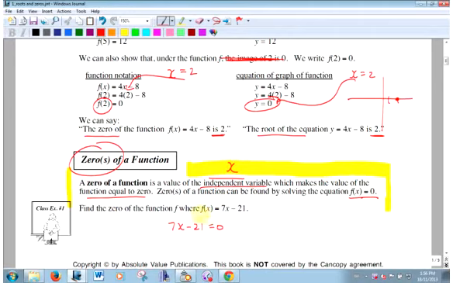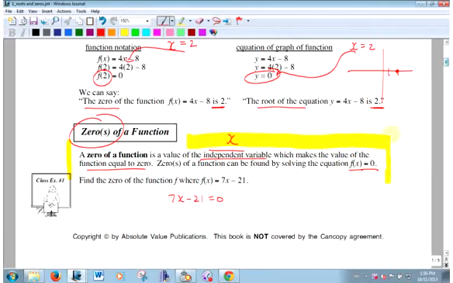Find the 0 of this function, where f of x is 7x minus 21. Put it equal to 0. What is x here for this to be 0? Well, in grade 8, you would have gone like this, right? Okay, so 7x is 21. Hey, what's x? I don't know. Let's get rid of 7. Okay, x is 3. That's the value of x that makes the function equal to 0. Okay, so the 0 of the function is 3. If this was an equation, oh look, that's an equation. Okay, the root of this equation is 3.